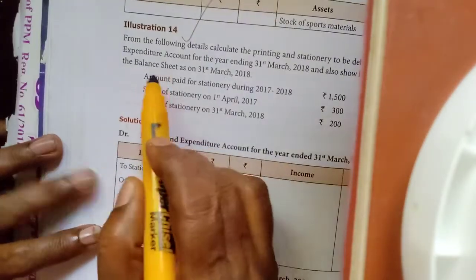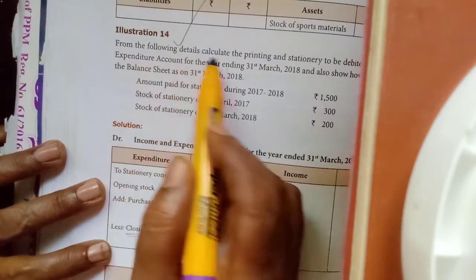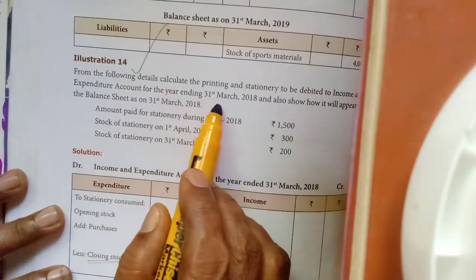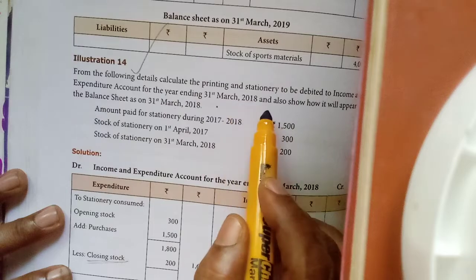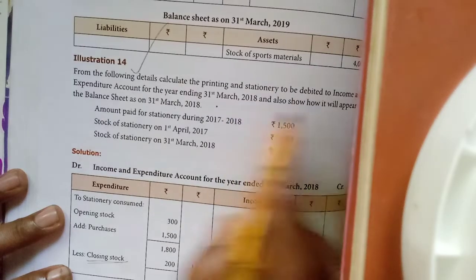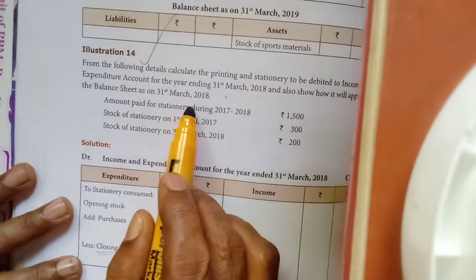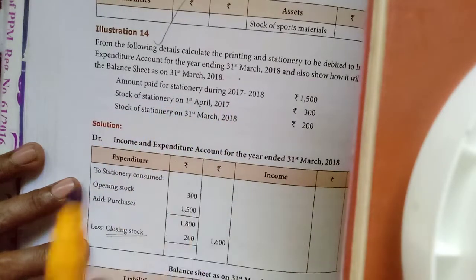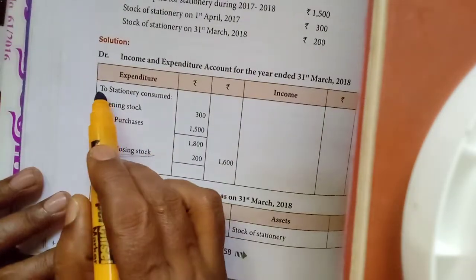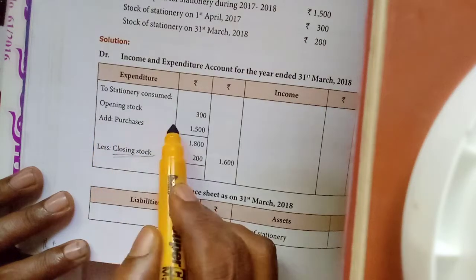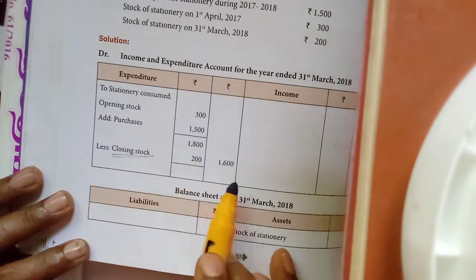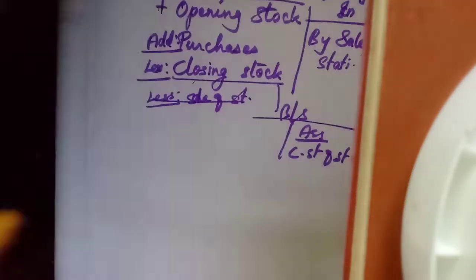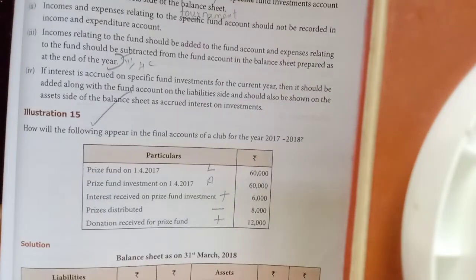You see the next illustration. From the following details, calculate the printing and stationery to be debited to income and expenditure account for the year ending 31st March 2018, and also show how it will appear in the balance sheet as on 31st March 2018. Amount paid for stationery, then opening stock, closing stock. Okay, see, stationery consumed, then opening stock, add purchases, less closing stock. Then balance sheet, stock of stationery. Very simple. Two marks, three marks they will ask.